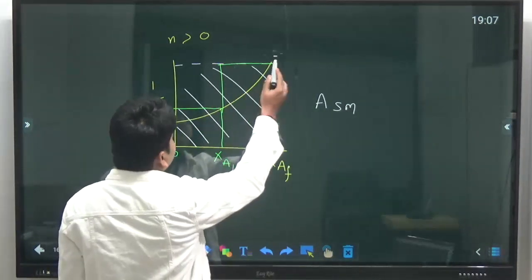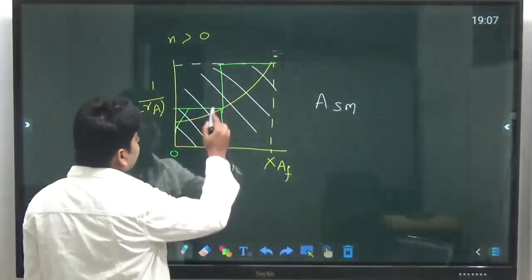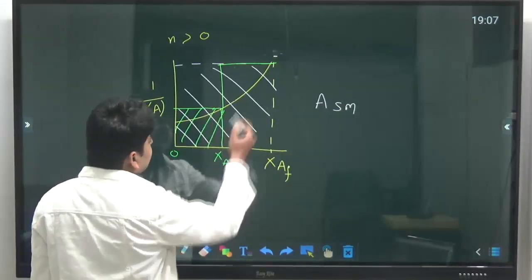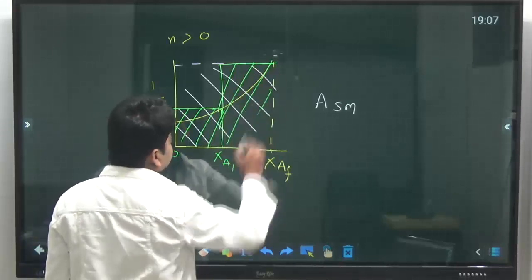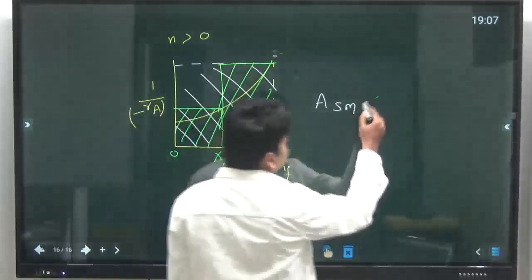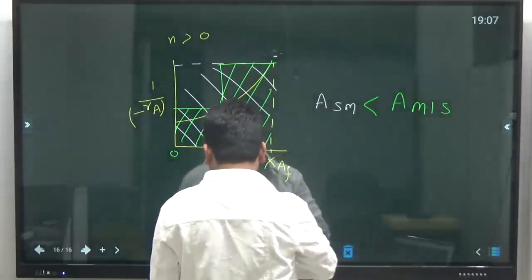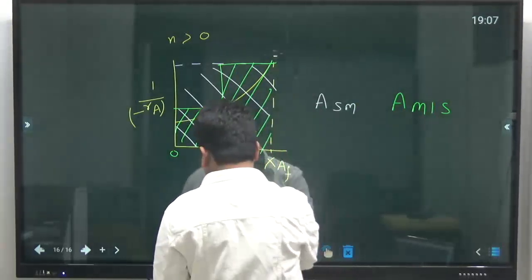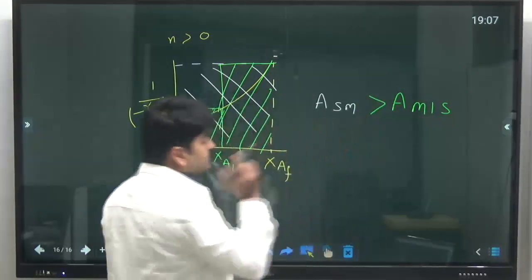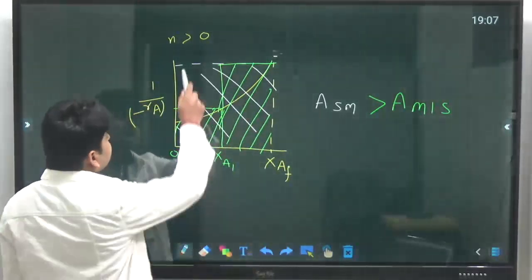Then the second MFR will increase the conversion from XA1 to XA2. So what is the area now? First MFR will govern this much area. Second MFR will govern this much area. And you can see the area governed by MFRs in series is less than that governed by a single MFR.